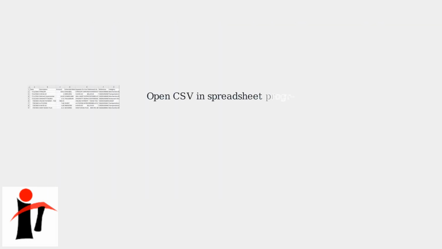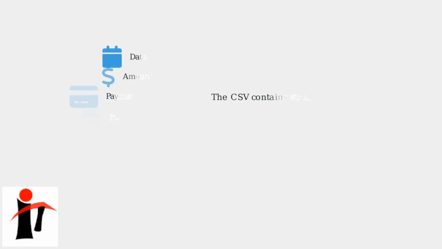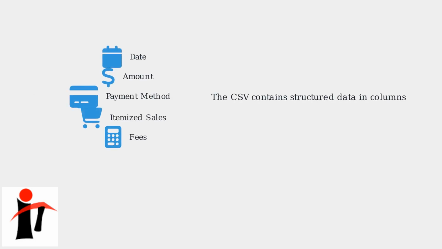Once you've downloaded the CSV, you can open it in a spreadsheet program like Excel or Google Sheets. The CSV file contains structured data, including transaction date, amount, payment method, itemized sales, and associated fees, presented in columns. Note that sensitive information like full card numbers is excluded for security purposes.